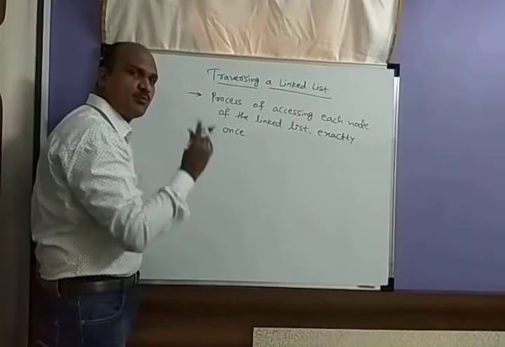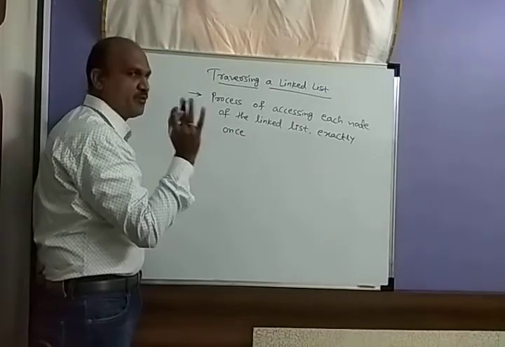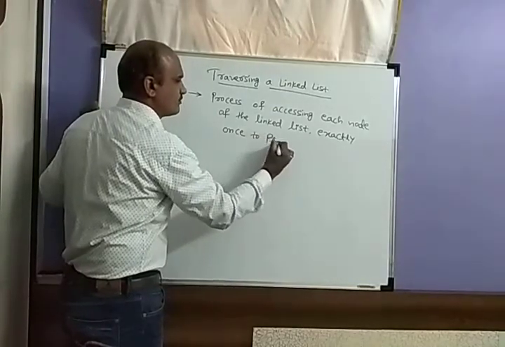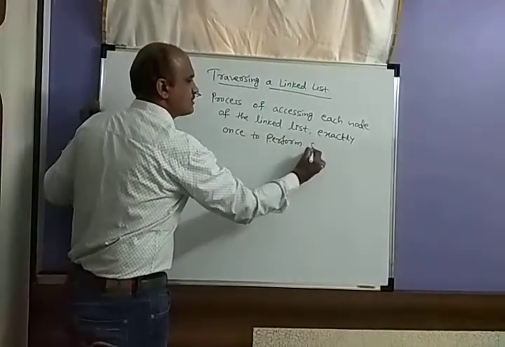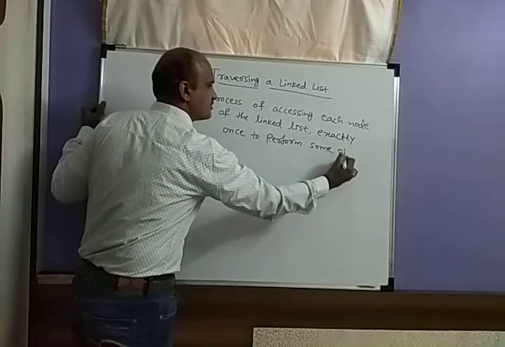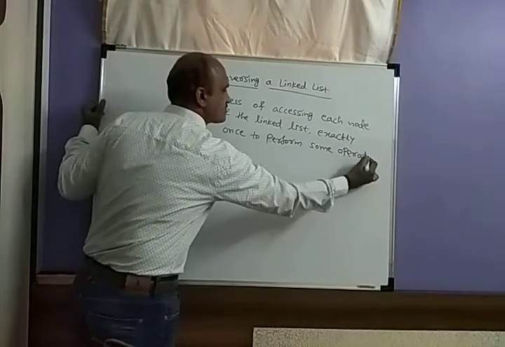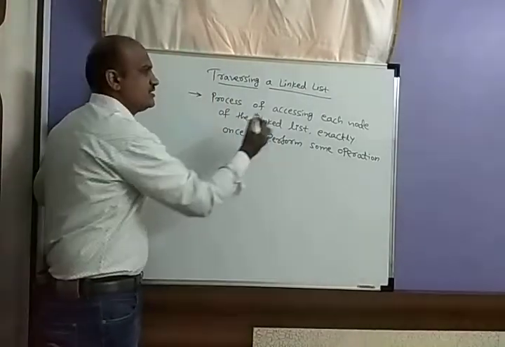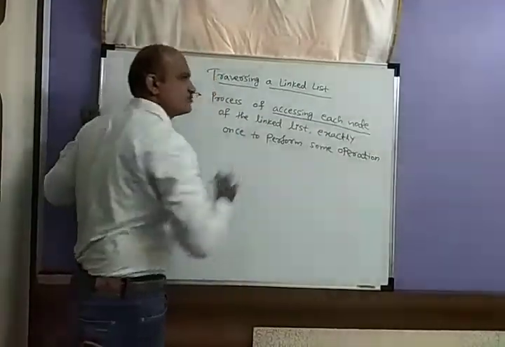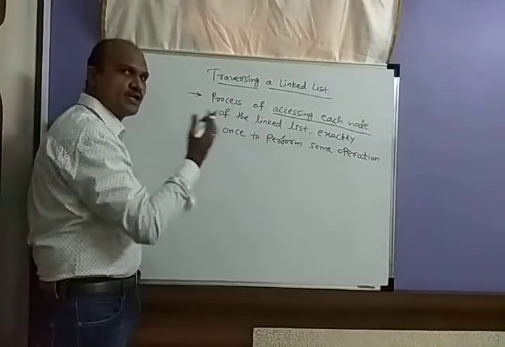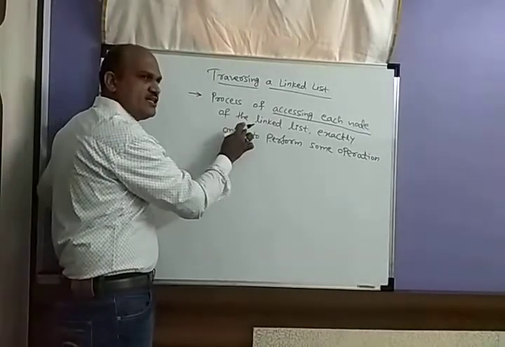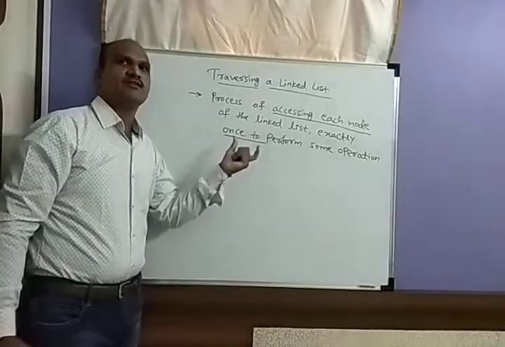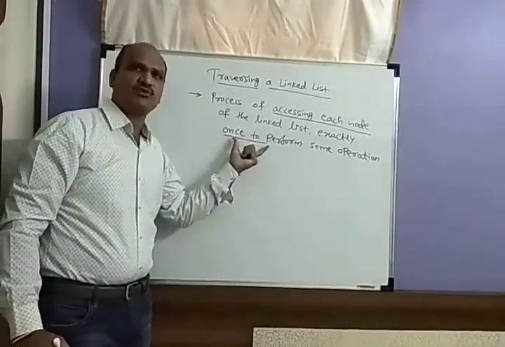And to perform some operations. This is what the definition tells of traversing. Traversing is a process of accessing each node of the linked list, exactly once. At least one time the process has to be done.